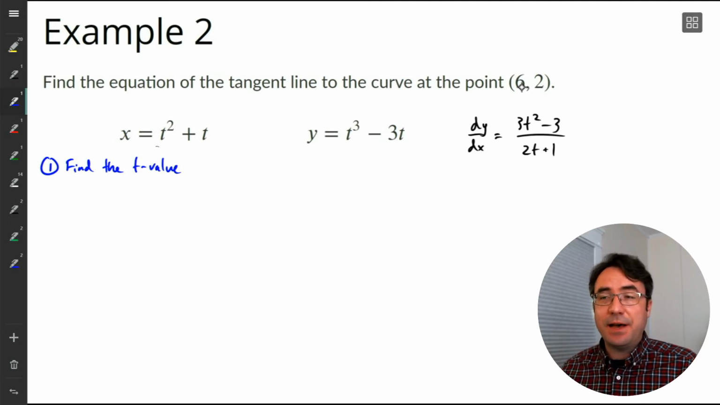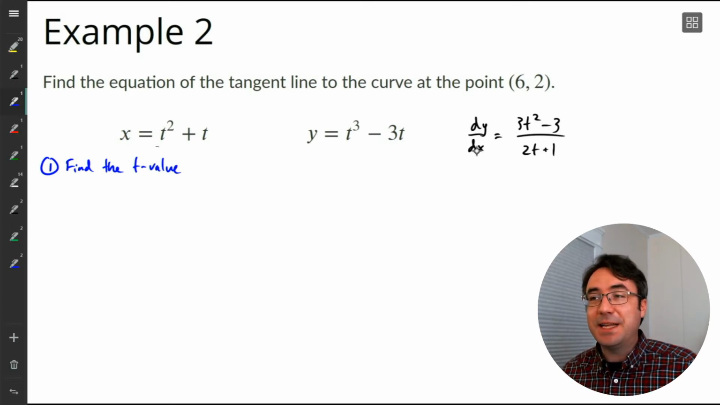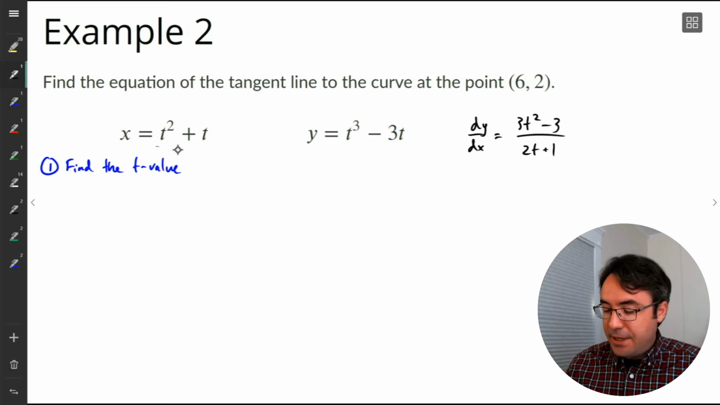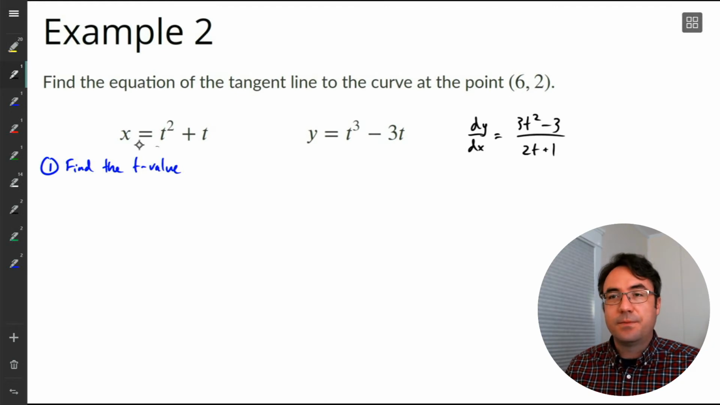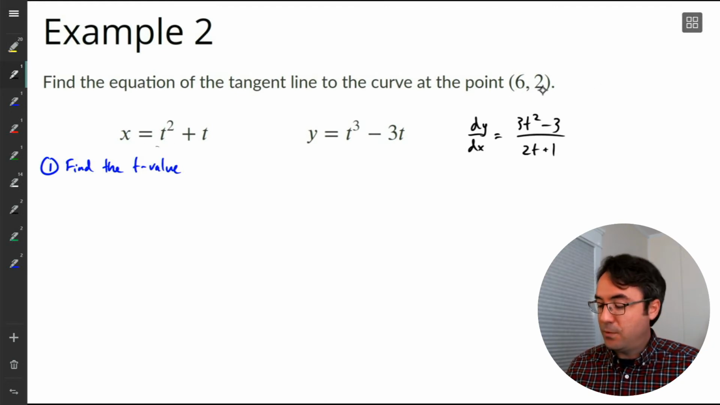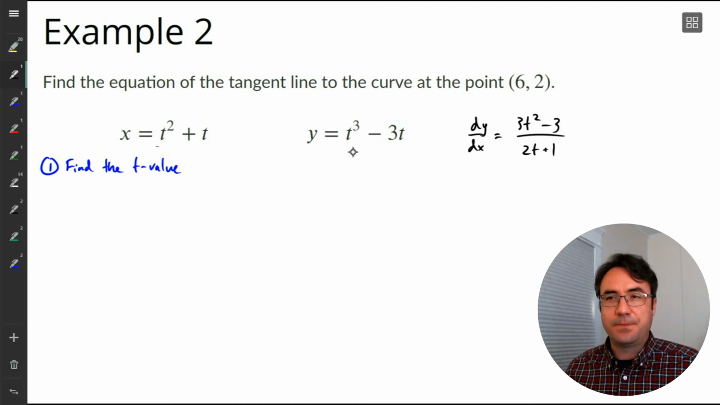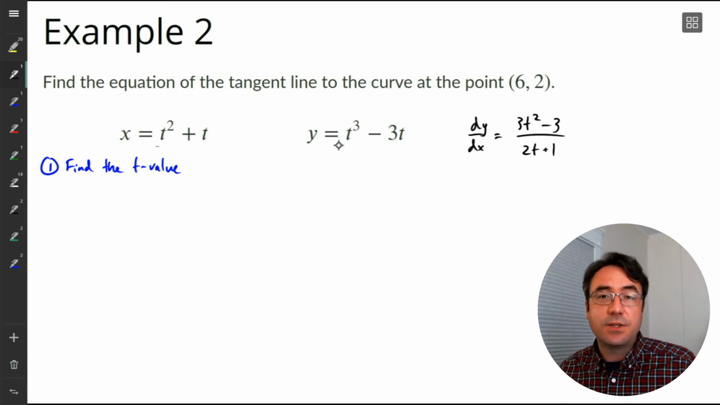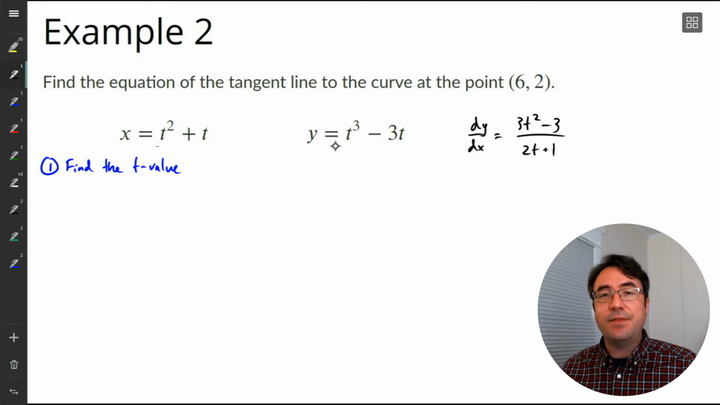And why do we need to know the t value? Well, we need to know the t value because that's how our derivative is expressed. It's expressed in terms of t. So in order to evaluate this, we need to know what time we're actually at this point. And the way we're going to do this is we have an x coordinate and we have an x equation. We have a y coordinate and we have a y equation. So we're going to set our x equation equal to 6. We're going to set our y equation equal to 2 and then solve those equations for t. And that will give us the potential time values here.